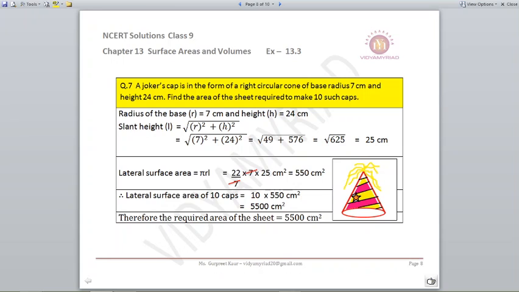The formula is pi r l. So pi is 22 by 7, your radius is 7 and your slant height is 25, which comes to 550 centimeters square. Now this is for 1. We require for 10. So it will be multiplied by 10. So it comes to 5500 centimeters square.